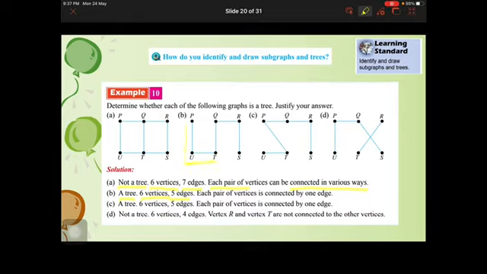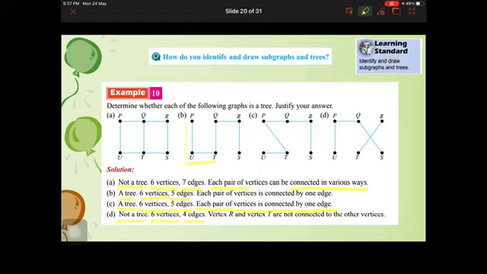Okay, now C, a tree. Why? Because it has 6 vertices and 5 edges, so each pair of vertices is connected by 1 edge. Okay, how about D? D is not a tree. If you count the vertices and edges, okay, so it's not a tree.